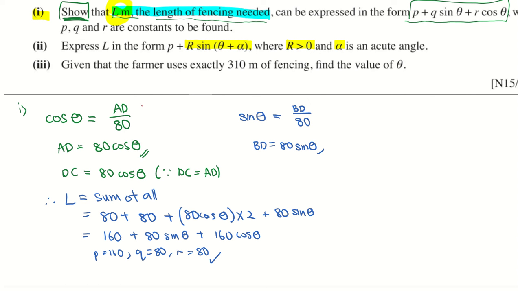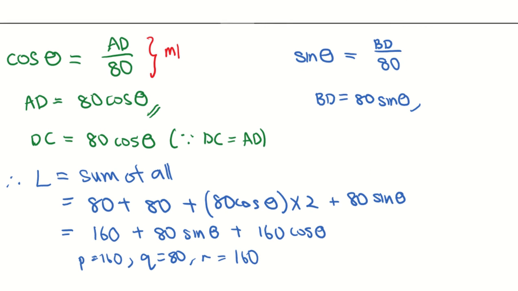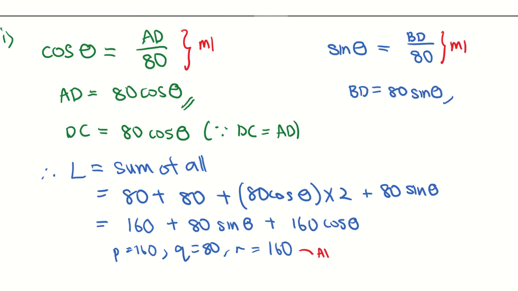If you are very curious, 3 marks. What is 3 marks? This is method 1 already. Yes, I know, my R should be 160, sorry. So go back to the marks. Let me zoom in a bit. M1, A1. Sorry, this is the maximum that I can zoom in.